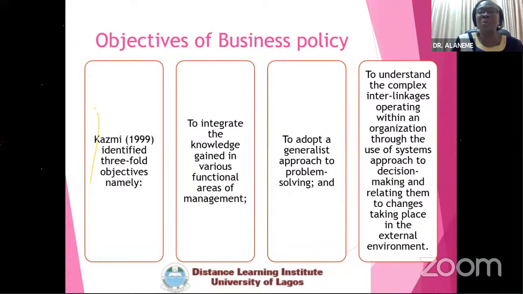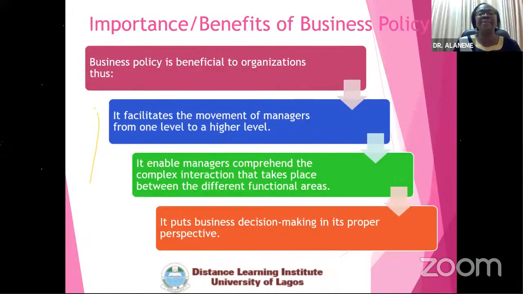And why is it so? The organization is one whole system. And so if you call it a system, it means there are other subsystems, which the functional areas, or the departments, or the units are. So there are subsystems of the one system, one whole system, which is the organization. And so through that, they are using the systems approach to make decisions and to relate them to changes that will take place in their external environment. And for me, as well as those even in their internal environment, yes.